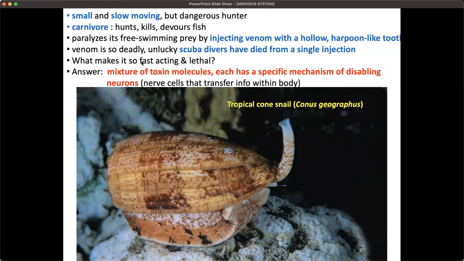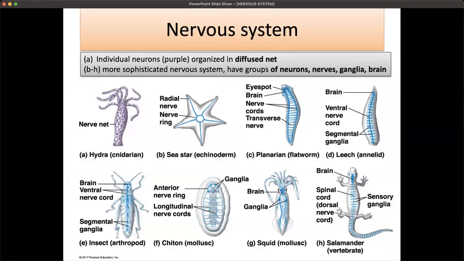So what makes it so fast acting and lethal? It looks slow, but how is it so fast acting? How can it make scuba divers die from the venom? It's actually a mixture of toxic molecules, each with a specific mechanism of disabling your neurons. There's a certain kind of chemical that is going to stop your neurons from functioning. So that's just an intro.